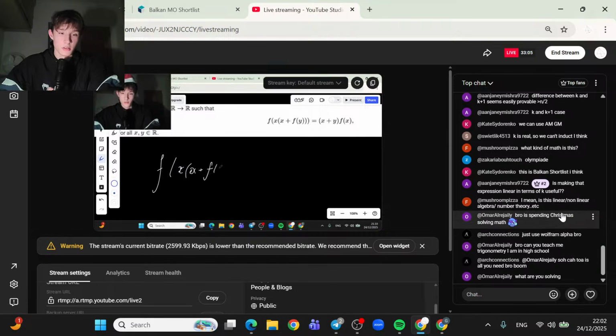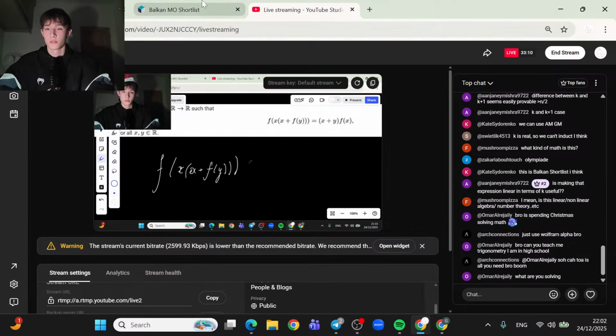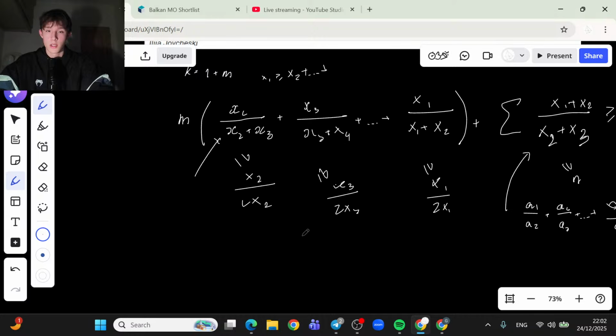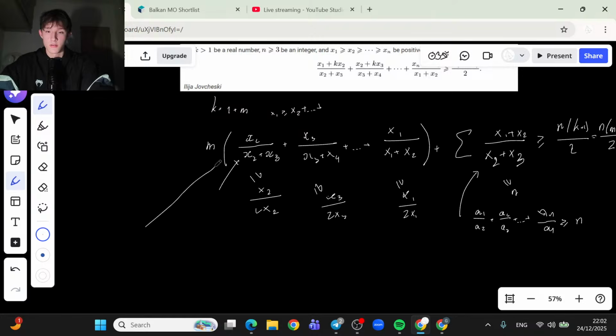Is making the expression linear in terms of k useful? Oh, we're solving a bulk move short list problem. I mean, we again want this chungus to be greater than or equal to n over 2. Which, wait, isn't that the thing that I tried to prove at the beginning, and we said that it's cringe and shouldn't work? So yeah, I think it's like a fake solve or something. Wait. It's weird. Wait.